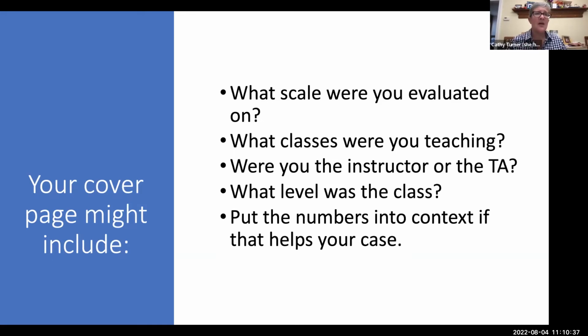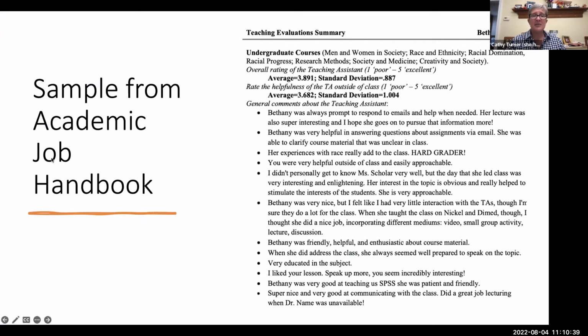So here's the sample from the Academic Job Handbook. And I want to say the Academic Job Handbook is a text that is super easy to get. If you go to the Penn libraries, there's an electronic copy, and any number of people can borrow it. So I really want to recommend the Academic Job Handbook, and I'll give you a link to it at the end of this meeting. So here is the teaching evaluation summary.